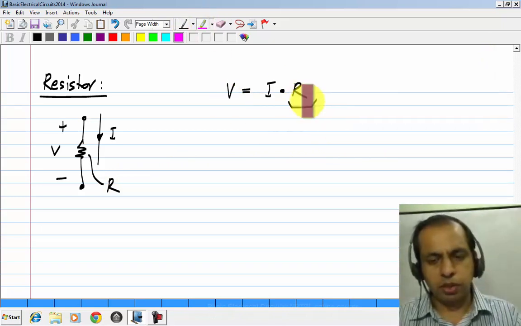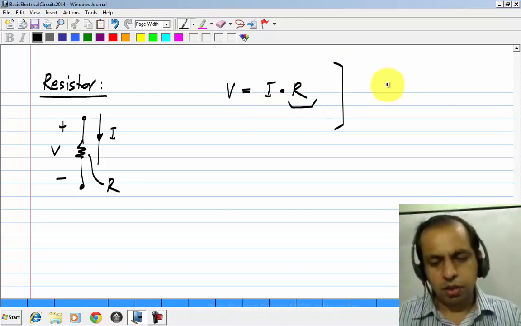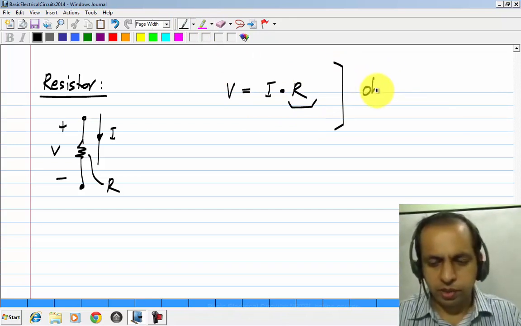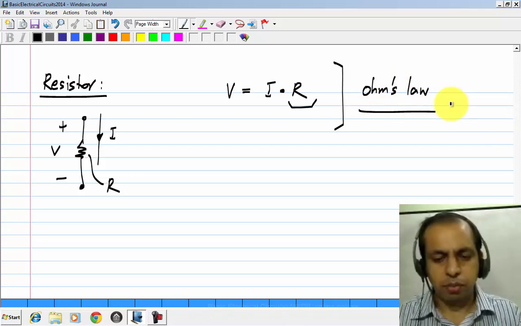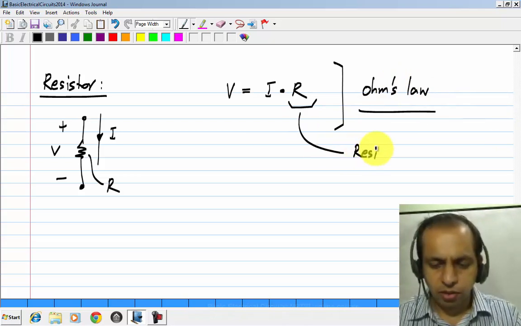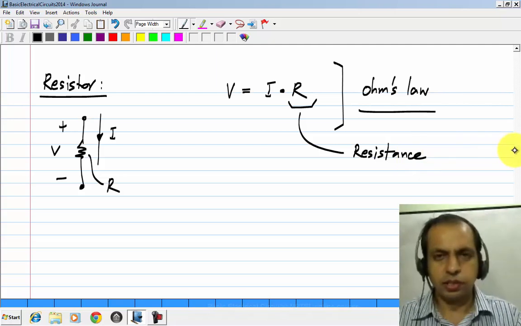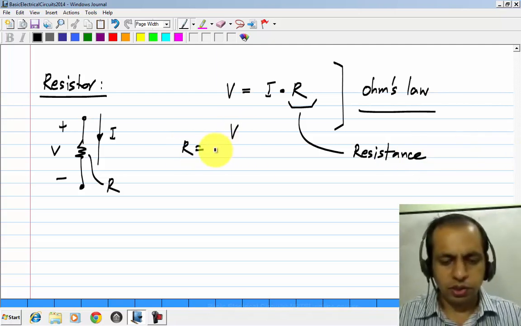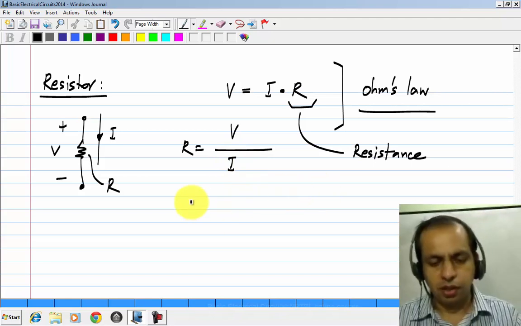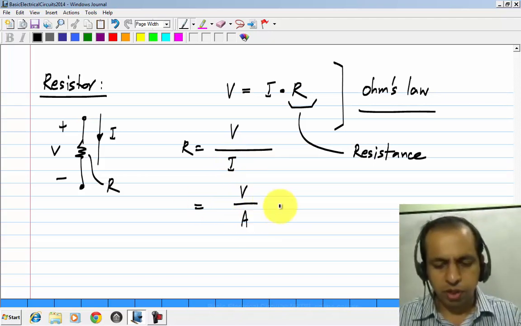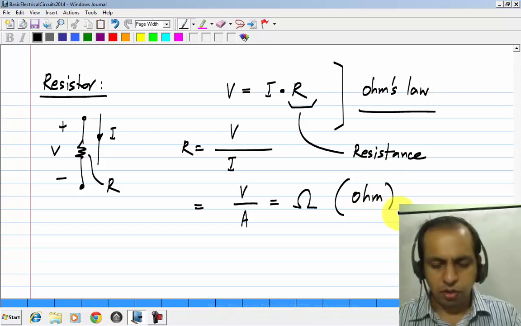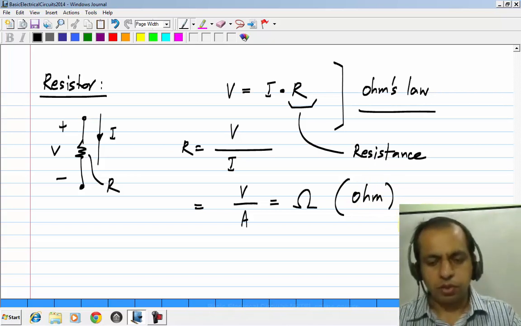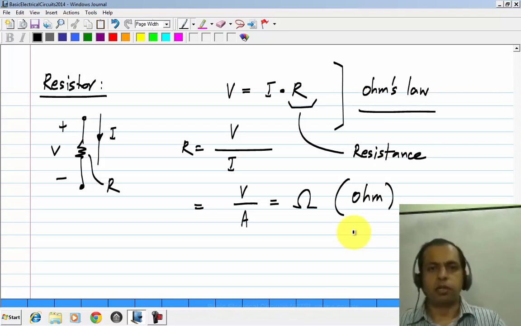The voltage is proportional to the current, and this proportionality relationship is known as Ohm's law. Okay? And the proportionality constant is called the resistance. The resistance is the voltage across the resistor divided by the current through the resistor, and it has units of volts per ampere, which is given by this symbol omega, which is called ohm. Okay? So a 1 ohm resistor has 1 volt across it when 1 ampere is passing through it. Okay?